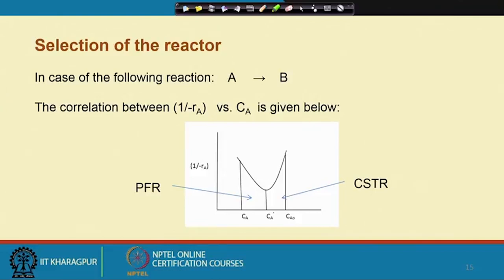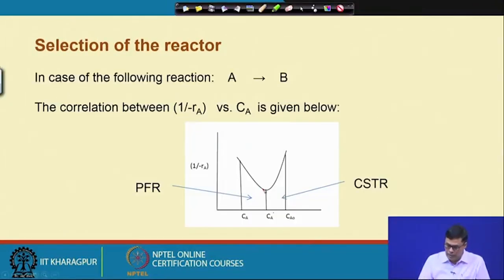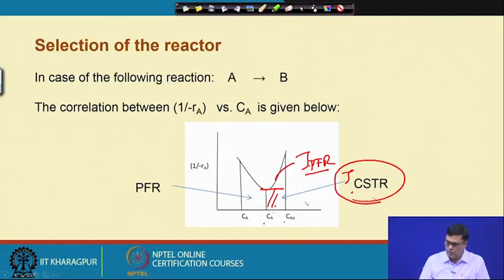Suppose, how do we select the reactor? Suppose there is a reaction A to B and you have a correlation of 1 by R A versus C A like this. I have identified two different zones, this zone and this zone. Here you can clearly find the area under this curve, this will be tau CSTR, am I right? And the total area here will be tau plug flow reactor. So, from C A 0 to C A dash, tau CSTR will be much less than tau plug flow reactor. So our preference should be CSTR.